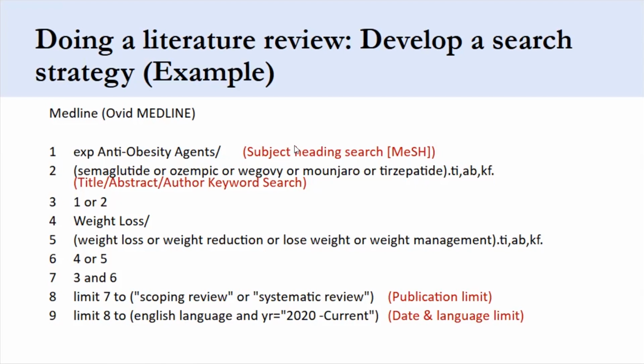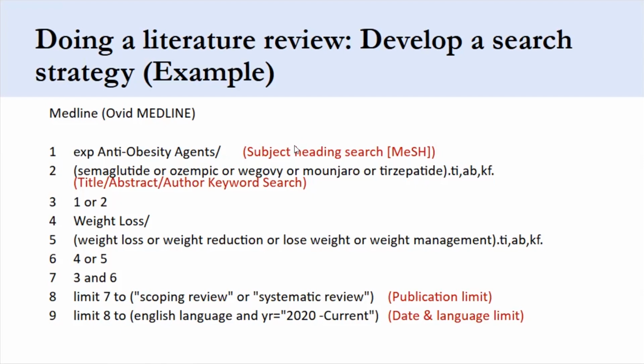In line 2, we've got the title, abstract, and author keyword search. And we've looked here both for the generic name and for the brand names where appropriate. And the annotation at the end, TI, AB, KF, means title, abstract, author keyword searches. And these two lines are synonymous, so we're putting them together in line 3. So we've got an overarching set for anti-obesity agents.